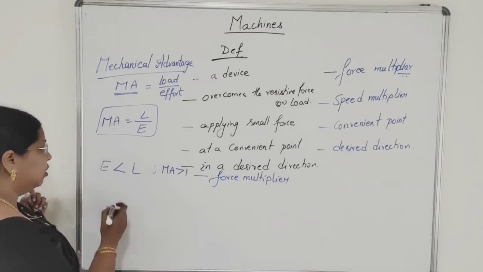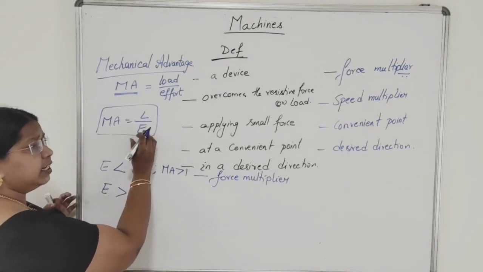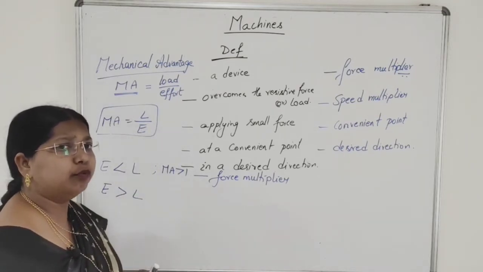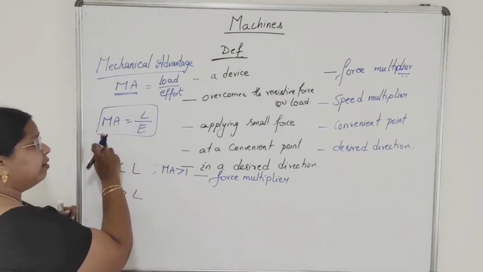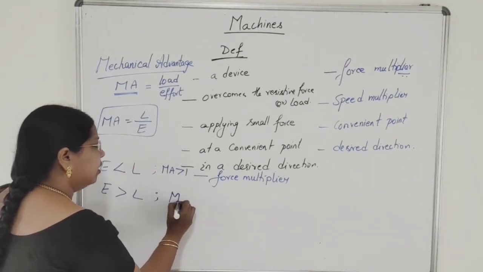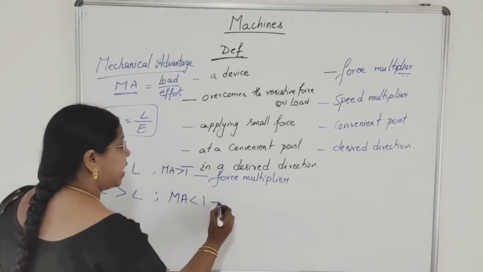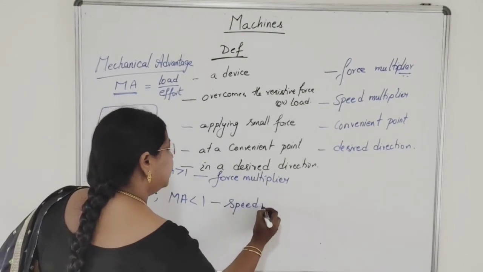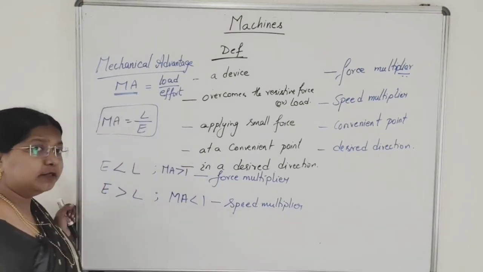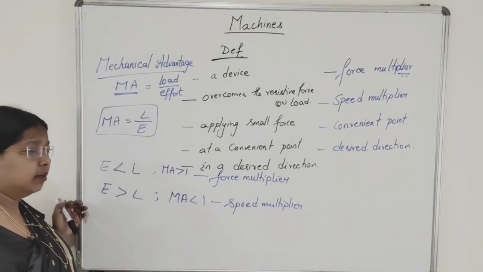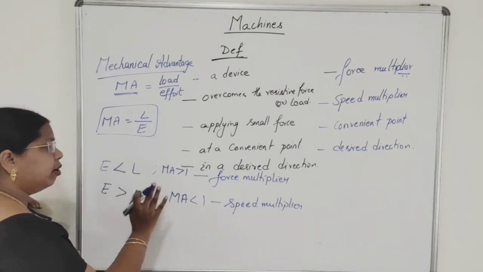The other case, when effort is greater than load, effort is greater, what we are giving is more than what we are moving. Then MA value will be less than 1. So it acts as a speed multiplier. So it gains the speed. Scissors gain the speed. We'll see that in the next part. So now we are just looking at the cases.